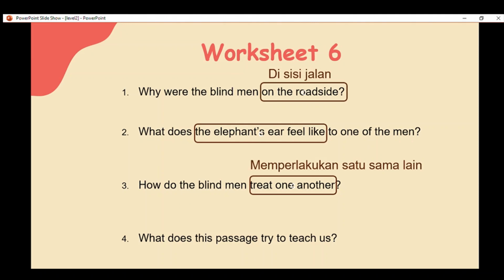Number 4. What does this passage try to teach us? The clue here is try to teach us. So what does this text teach us? What can we learn from this text? Or what message can we take from the text? It can be your opinion.